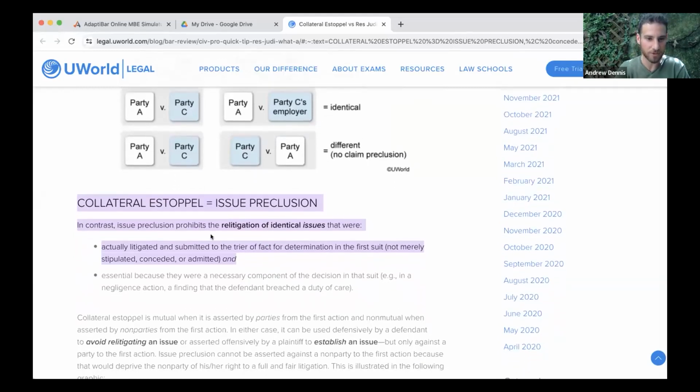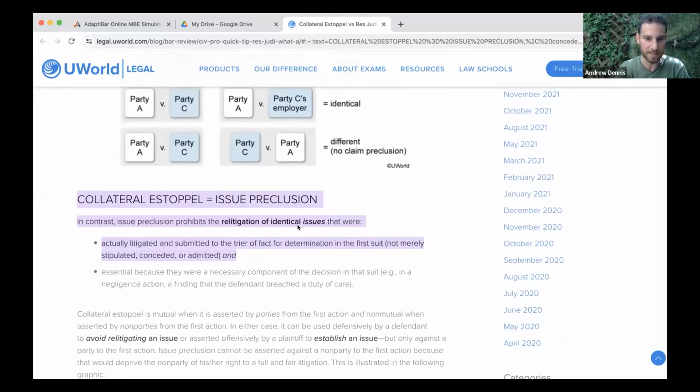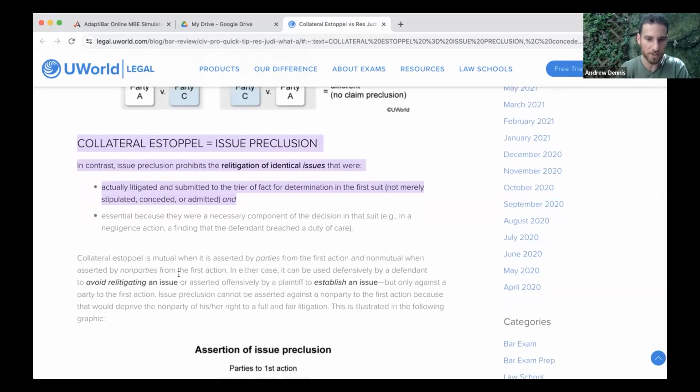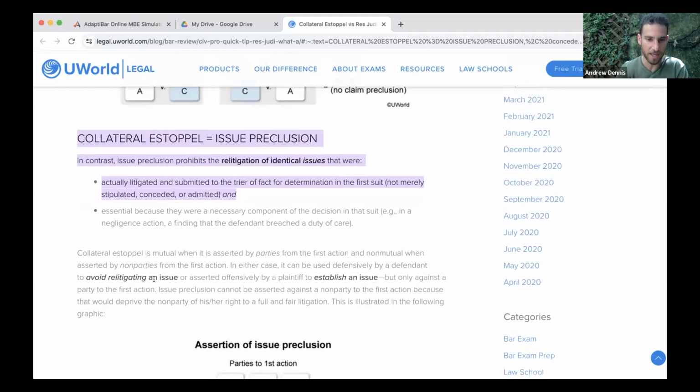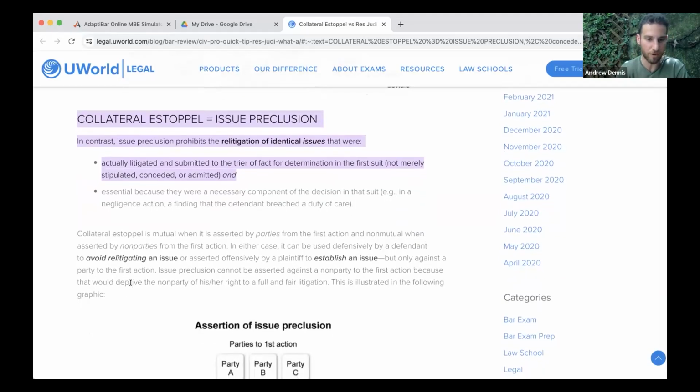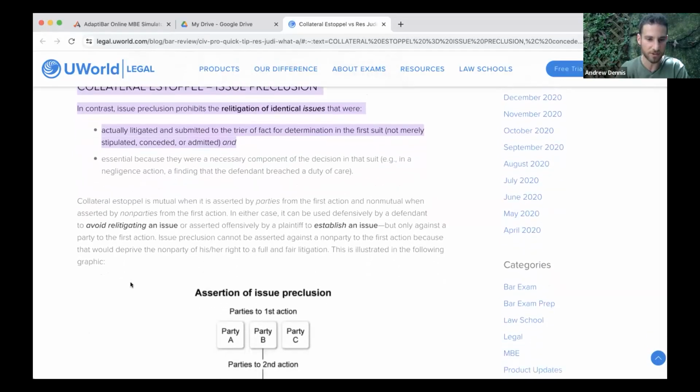But in contrast, issue preclusion prohibits the relitigation of identical issues that were actually litigated. That's a key piece, and submitted to the trier of fact for determination, essential because they were a necessary component of the decision in that suit. Collateral estoppel is mutual when it's asserted by parties from the first action, and non-mutual when asserted by non-parties from the first action. In either case, it can be used defensively by a defendant to avoid litigating an issue, or asserted offensively by a plaintiff to establish an issue, but only against a party to the first action. Issue preclusion cannot be asserted against a non-party to the first action, because that would deprive the non-party of his or her right to full and fair litigation. This is illustrated in the following graphic.